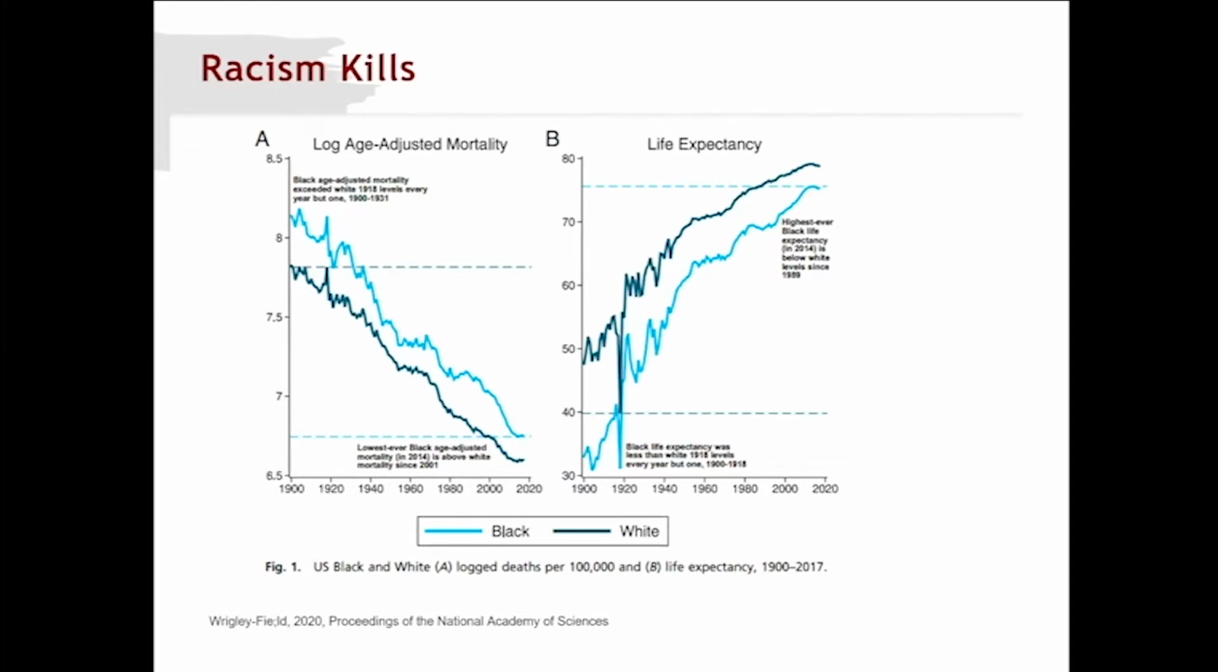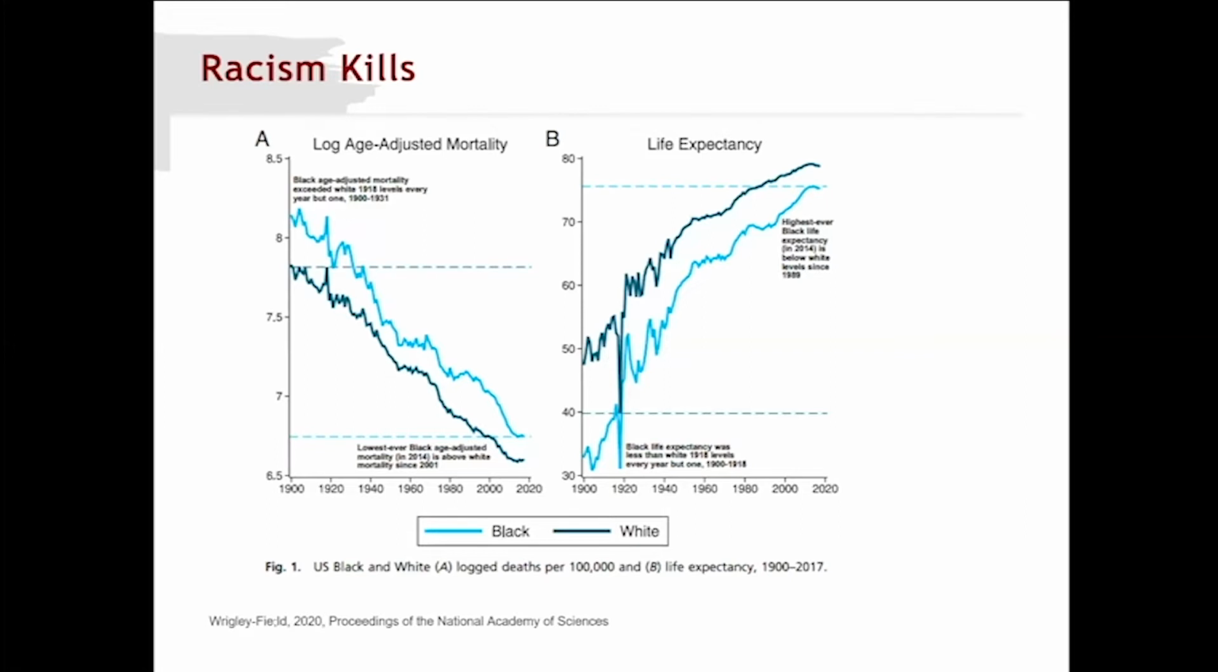So the chart presented here is from a 2020 publication in the Proceedings of the National Academy of Sciences by Dr. Elizabeth Wrigley-Field, who is a sociologist and demographer at the University of Minnesota. And what we see, both in this log age-adjusted mortality and also life expectancy, looking at 1900 and 1920, is that at no point in our nation's history do we see Black people having the same health outcomes or lived reality as their white counterparts.